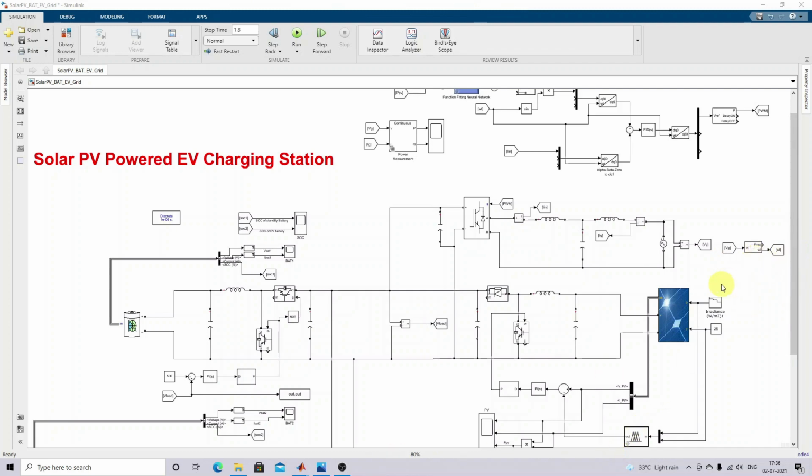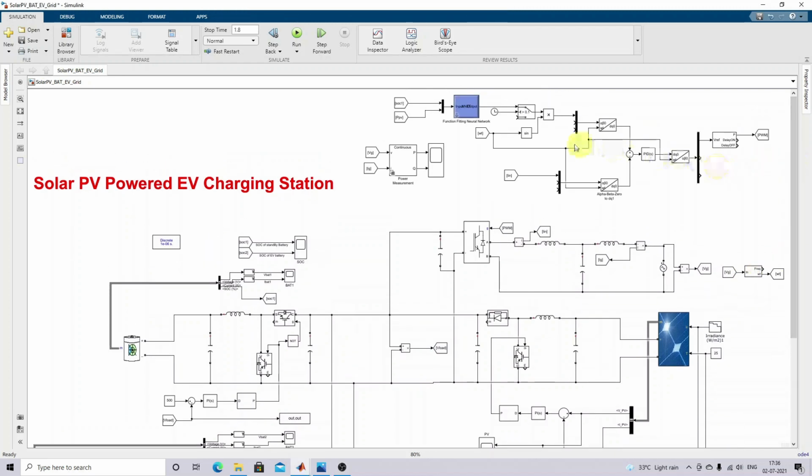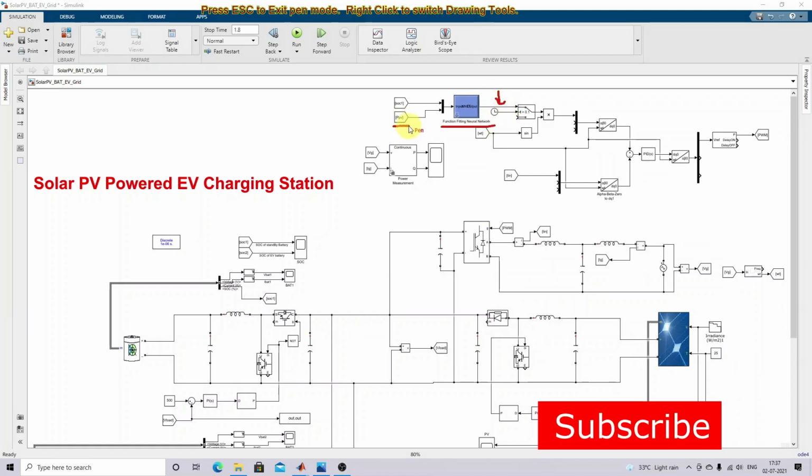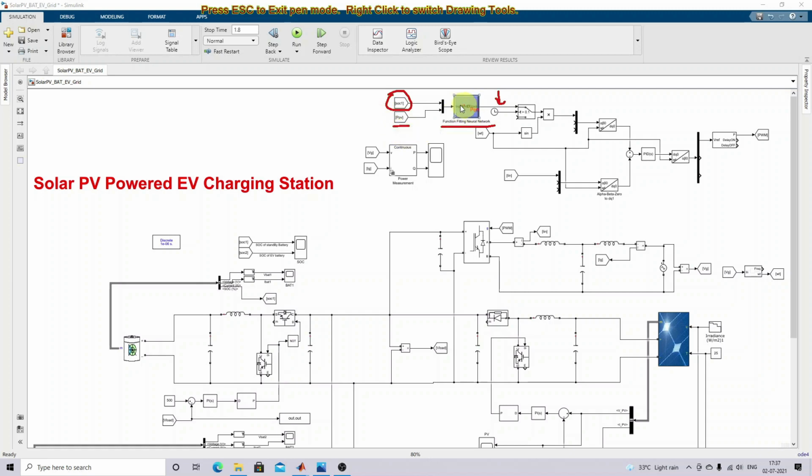So first you have to generate omega t based upon the VG by using PLL. After that, we are going to generate in grid control, right? In grid control, we are going to use neural network concept. Neural network is going to be used for generating the reference current, based upon PV power and the SOC of the stationary storage battery.